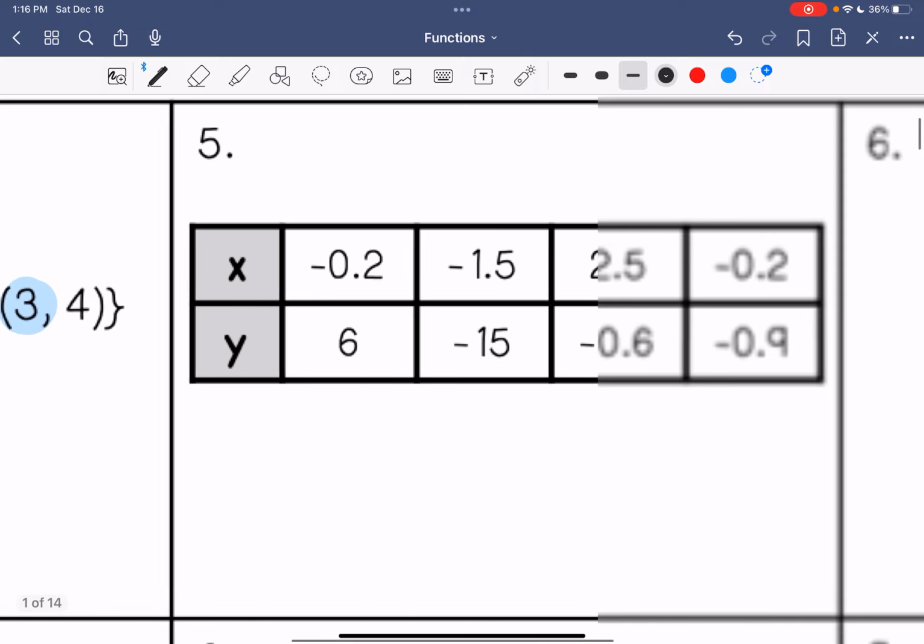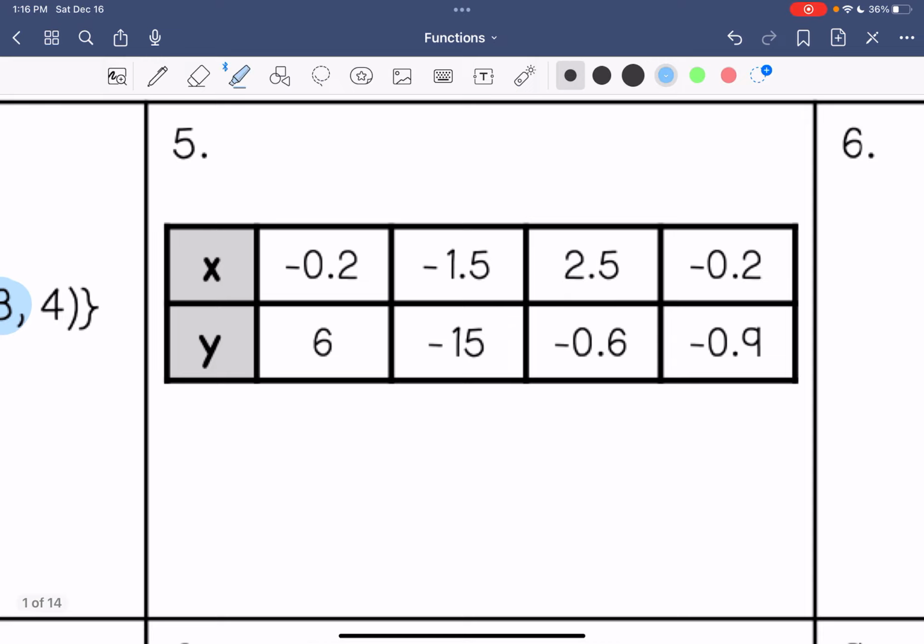Let's look at number 5. Again, I'm looking only at my x values, only at my inputs. In this case, I see two that are the same. I see this negative 0.2 repeating, and because the x is repeating, it is not a function.